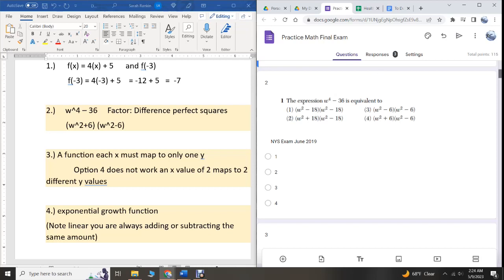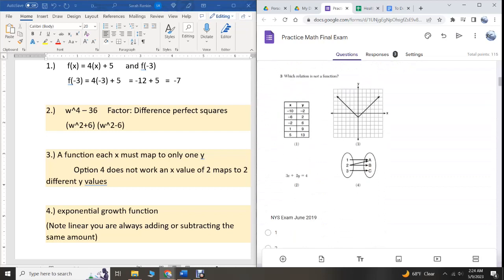All right, number 3, which is not a function. So a function, every x must map to one and only one y value. So you see this first one, this works. Every x maps to only one y. And number 3, you can do the horizontal line test and you go across and it doesn't hit more than one y.